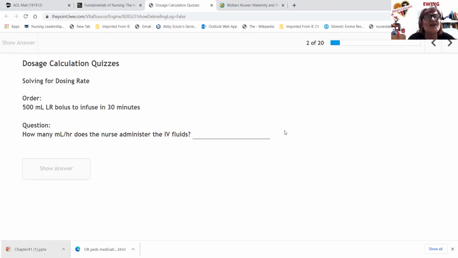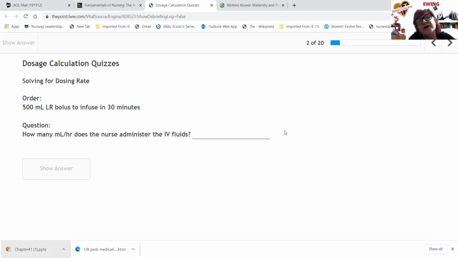Here's another one. How many mLs per hour does a nurse administer to fluids? Now, how are you going to set this one up? I did this the long way, the 500 mLs times the 30 minutes, divided by the 30 minutes.